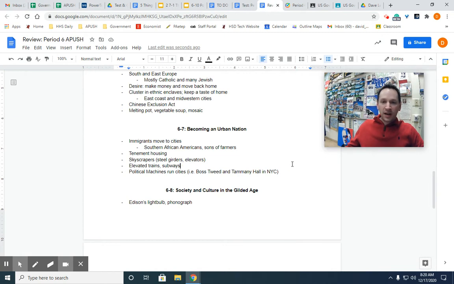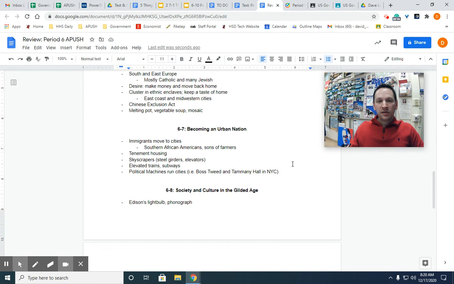With that, you have to find a place to house them. You have tenements that are built. These are cheap apartments where you have multiple families oftentimes living in one room. You have communal bathrooms, if you're lucky to have indoor plumbing. If not, you have outhouses outside, which is oftentimes near a water source. So you have a lot of people getting sick drinking contaminated water.